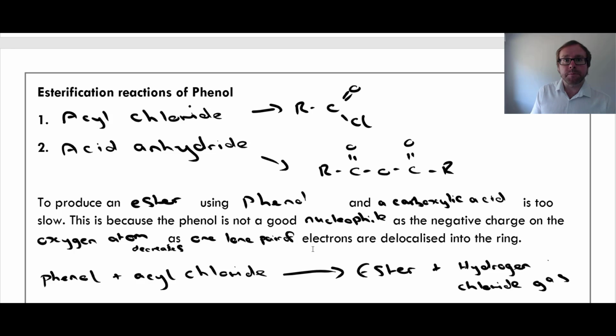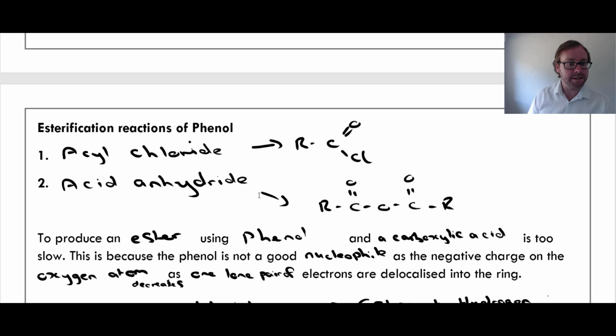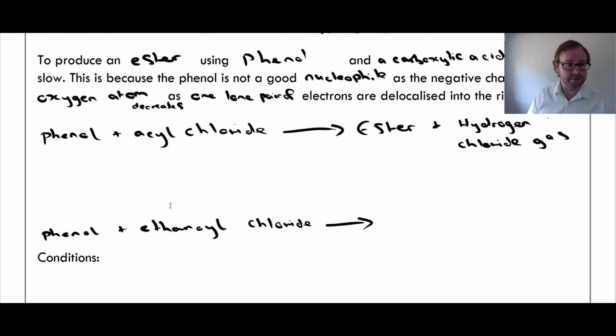Normally, when we've talked about making an ester before, we've said we've used an alcohol and a carboxylic acid. Now, phenol has an OH group, so technically it could be used to form an ester, but it's so slow that if we're using phenol, we need to use something else if we want to form an ester. Okay, and what we can use is an acyl chloride or an acid anhydride. So we've got phenol plus acyl chloride forming an ester plus hydrogen chloride.